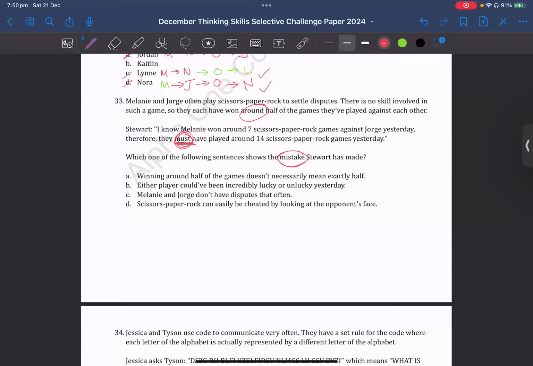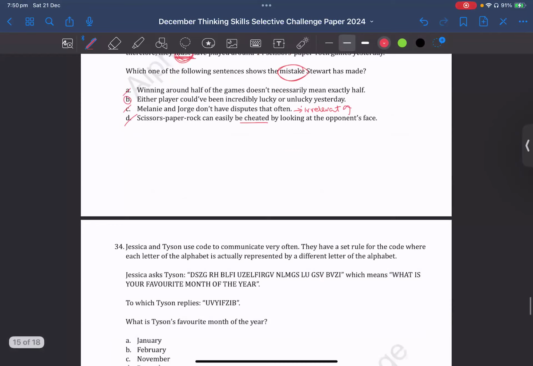Because my thinking is, just because she won 7 games doesn't mean George could have been really lucky and won 93 games out of 100. So I think that's the mistake we're looking for here. B actually says that either player could have been incredibly lucky or unlucky yesterday, which is what the mistake is. Melanie and George don't have disputes that often. That's actually irrelevant. And D, scissors, paper, rock can be cheated. Once again, irrelevant.